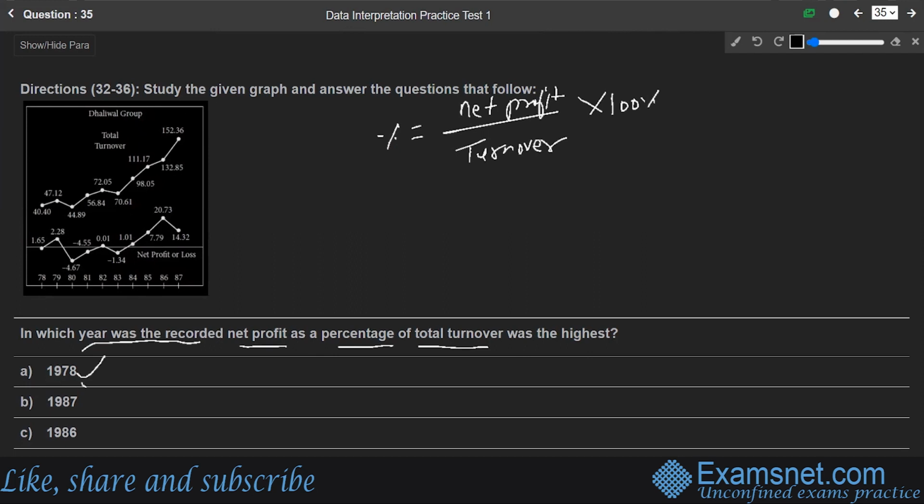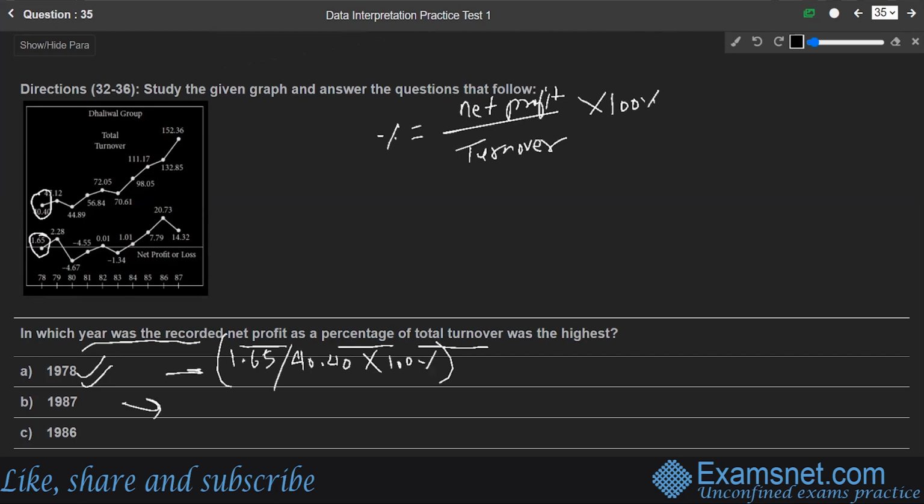So let us calculate for 1978 first. For 1978, we have to see the graph. The net profit is 1.65, so we'll take 1.65 divided by the total turnover. In 1978, the total turnover is 40.40. So it has to be 1.65 over 40.40 into 100%. This will be the value registered for 1978.